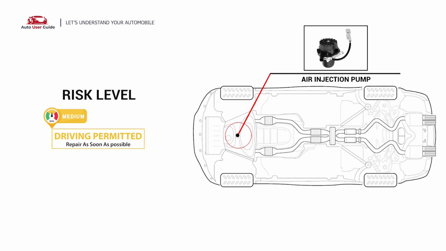This error code means your vehicle's ECM has detected a break, disconnection, or electrical fault in the circuit that controls the switching valve of the secondary air injection system. Under this circumstance, short-distance driving is permitted, but your vehicle should be repaired as soon as possible.